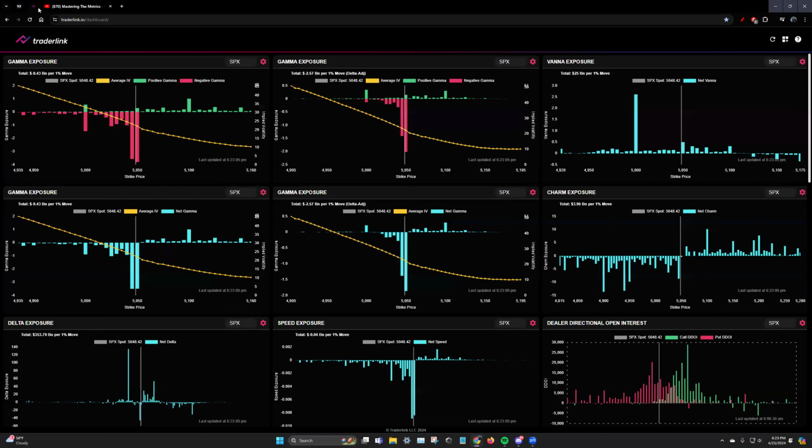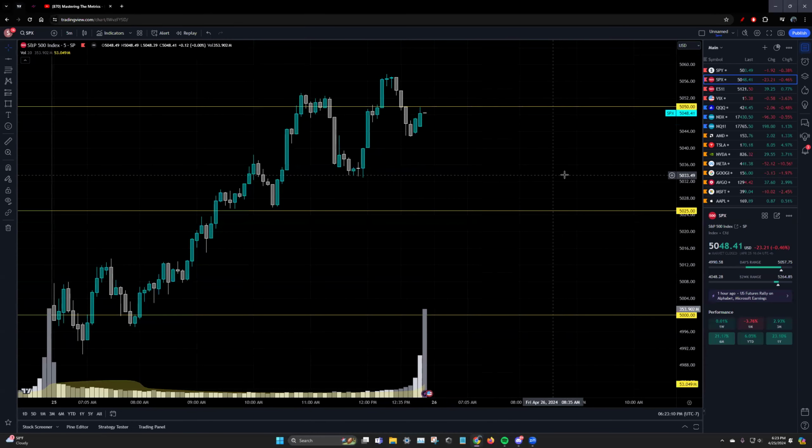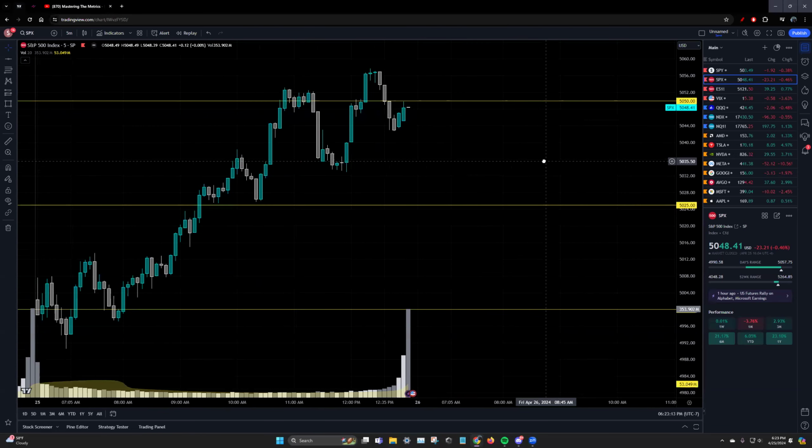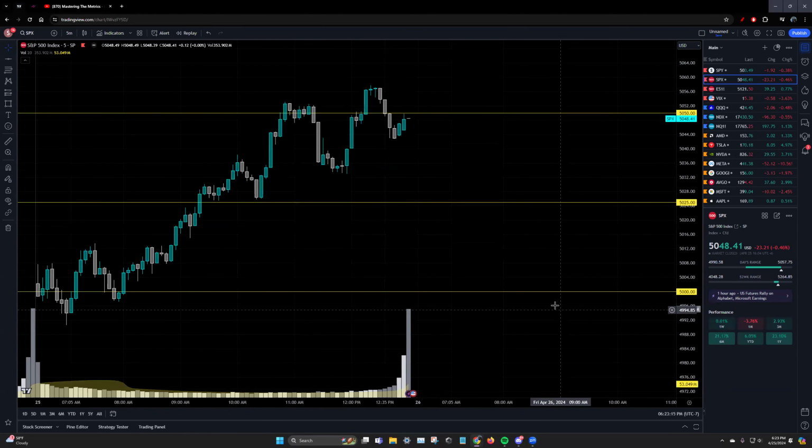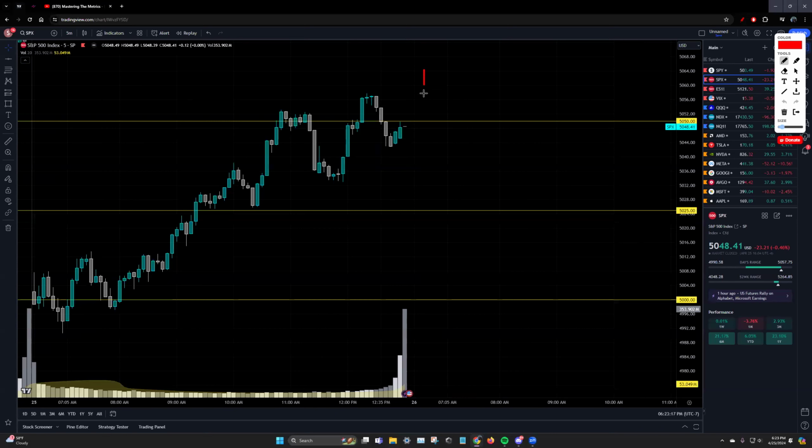It's essentially tracking what's called dealer positioning. And when it comes to dealer positioning, what do dealers want? They want to remain what's called delta neutral, right? They want the delta of their position to be at 0.